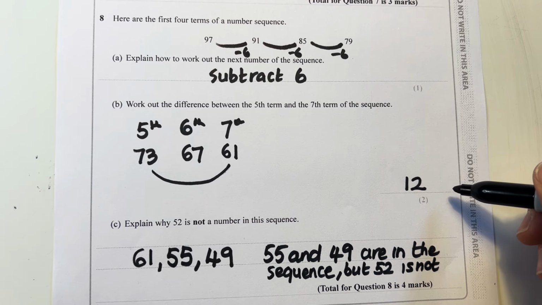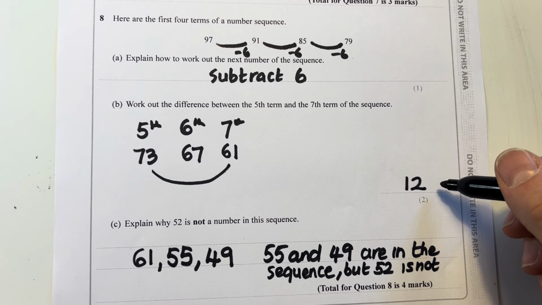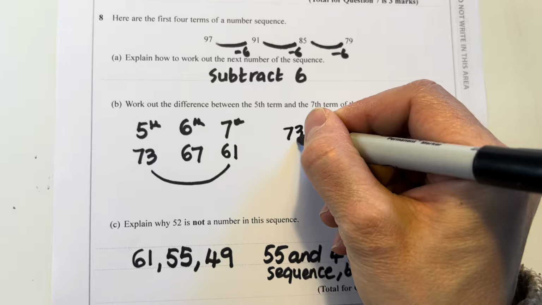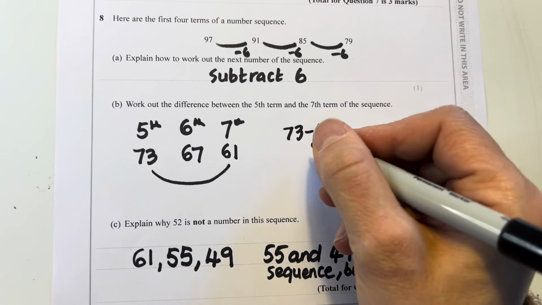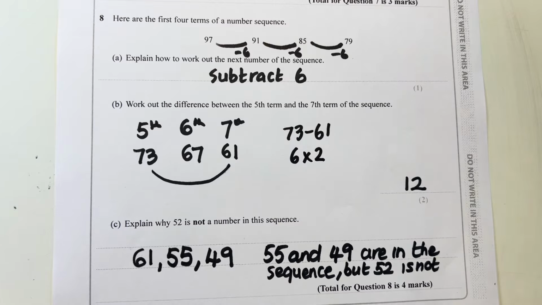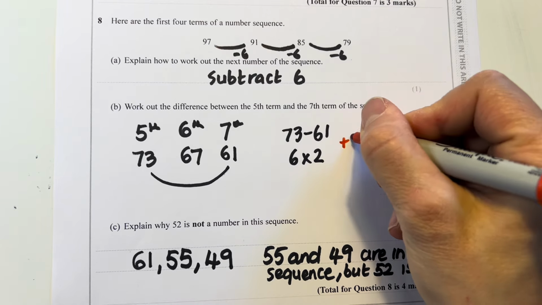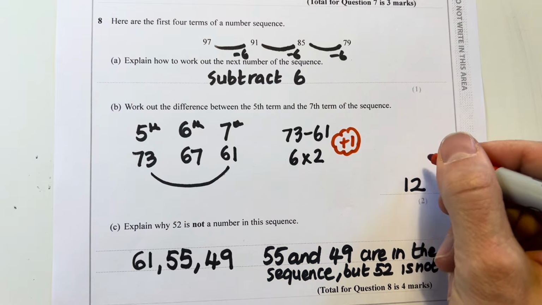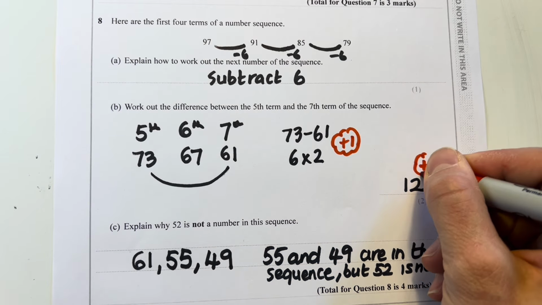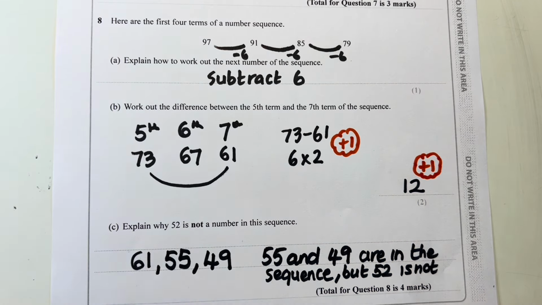Part B, there are 2 marks available. If you get 12, you get both of those marks. If you show 73 take away 1, or 6 times 2, that will get you 1 mark. And the second mark would be for then doing the calculation correct and getting 12.